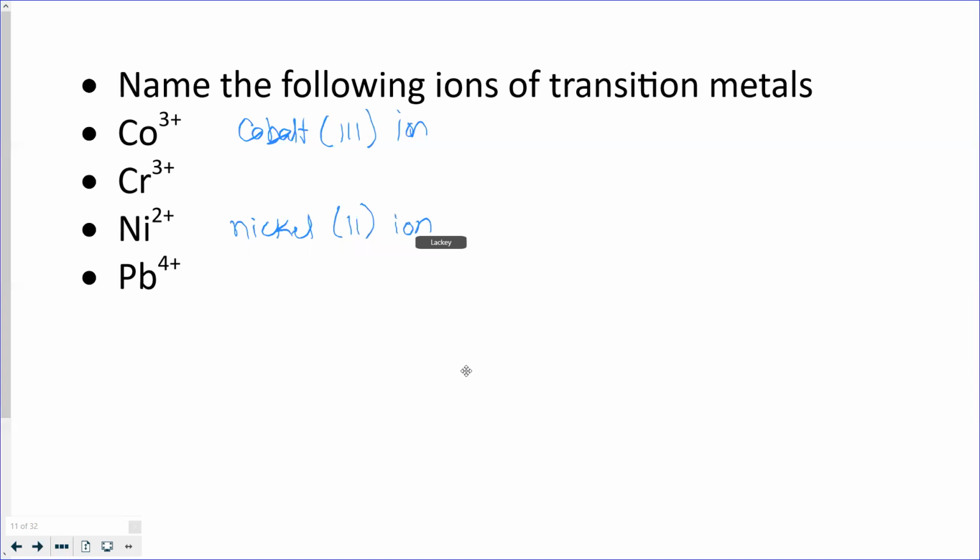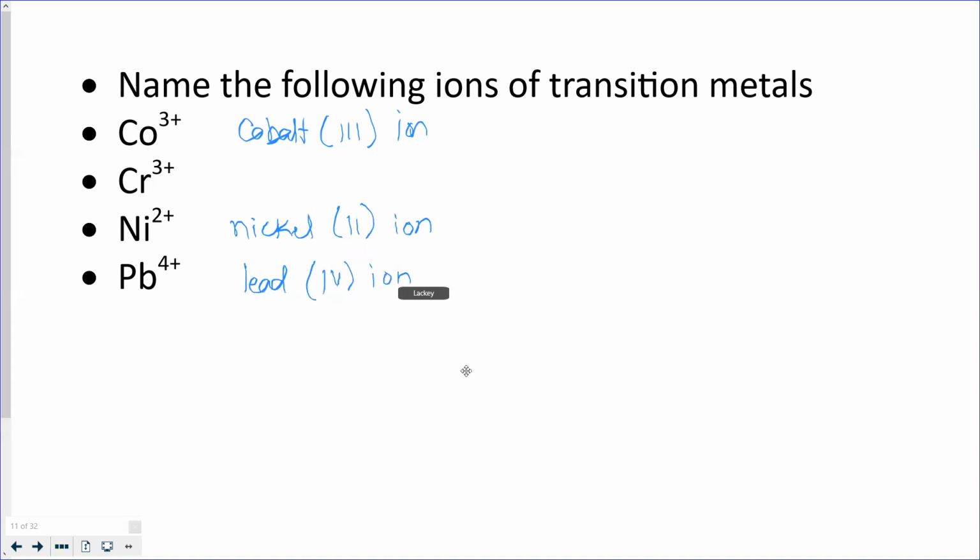And then Pb4+. A lot of those metals underneath the stair step on the periodic table can behave as transition metals. So lead, or Pb, is lead, which is one of those. And this is the lead 4 ion.